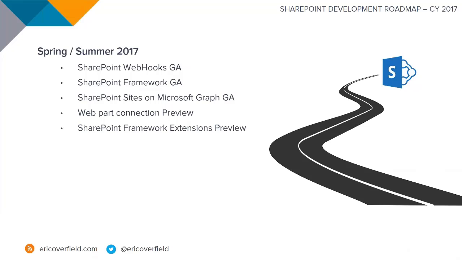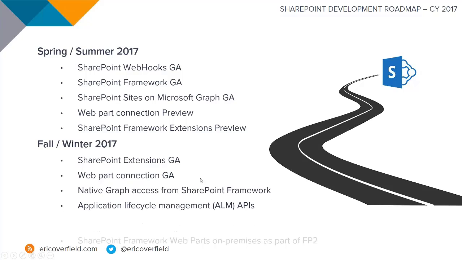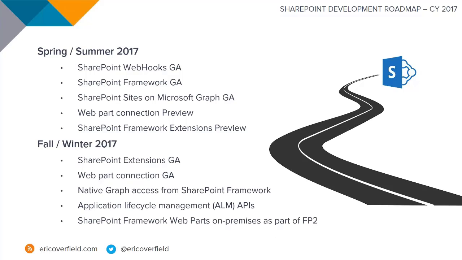The spring or summer of 2017, which is effectively now, we're supposed to get Webhooks goes to GA, SharePoint Framework goes to GA, Microsoft Sites on the Graph goes GA, WebPart Connection Preview is supposed to be out, as well as the SharePoint Framework Extension Preview is supposed to come out. The later part of this year, particularly really the second half, because, well, that's 2 days away, SharePoint extensions should go GA. WebPart connections should also go GA, which is great.